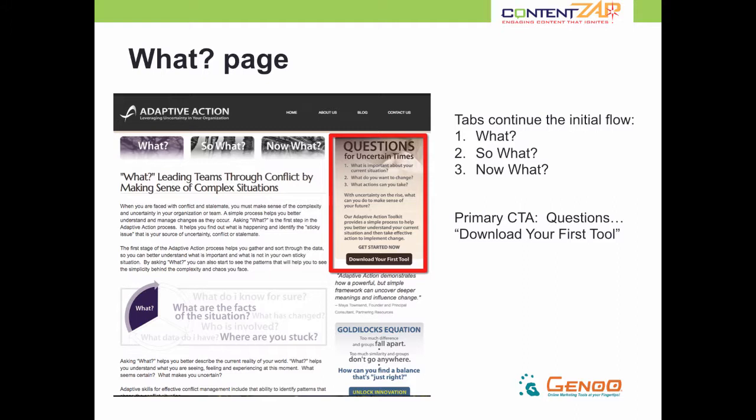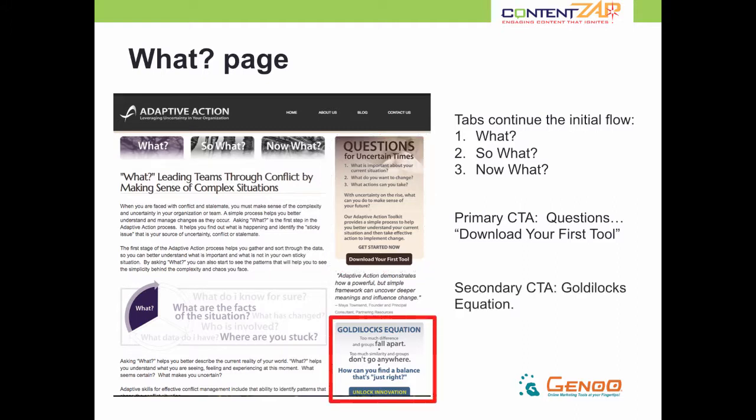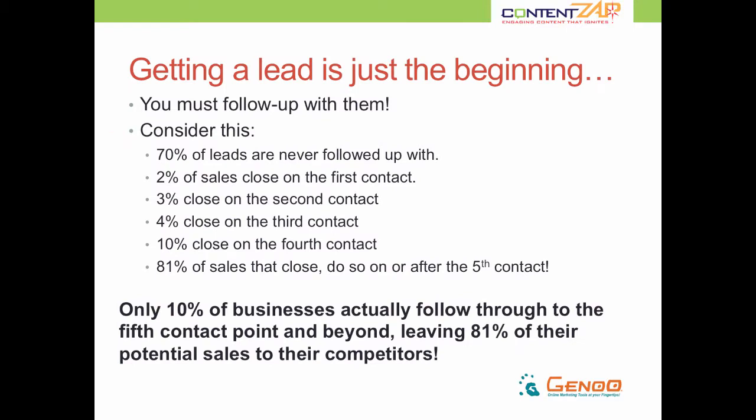And then we have a second one called the Goldilocks equation. And so those are downloads and calls to action that are right on the page of their website. So we've shown it on a blog, we've shown you actually on your website. But getting a lead is just the beginning. You've got to follow up with them, or they will die on the vine, okay?